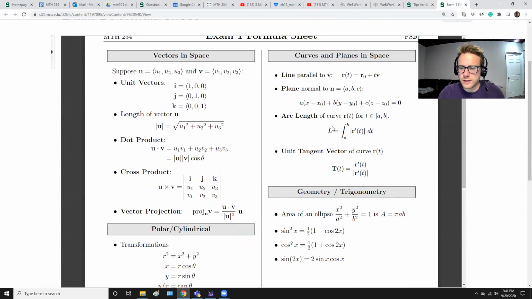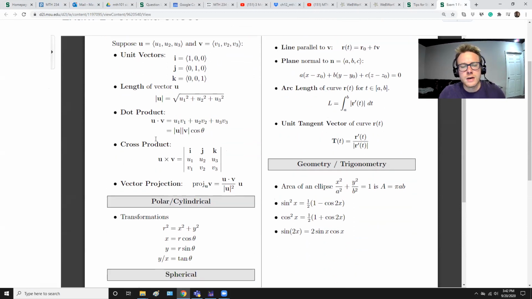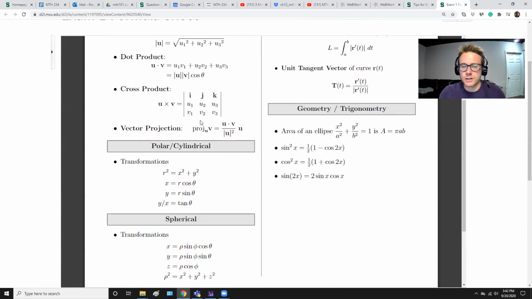As you go through this, there's going to be a lot of stuff that looks quite familiar now. So vectors in space, a lot of the chapter 12 stuff. You get some of the unit vectors. You get the length of the vector or the magnitude, dot product, cross product, vector projection.